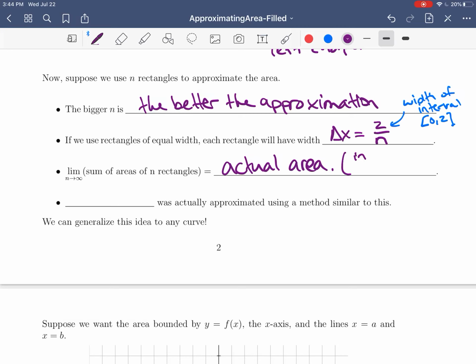So in our example, this would equal pi, right? Because that was our actual area. Oh, and that's what I wrote here. So pi was actually approximated using a method similar to this.